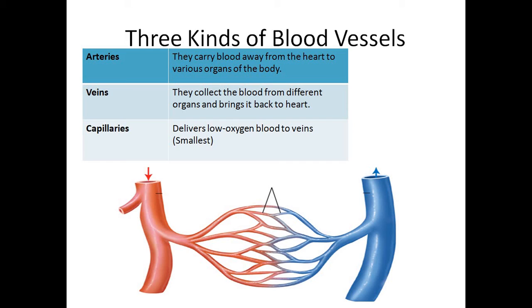And the next one is blood vessels. In our body, there are 3 kinds of blood vessels: arteries, veins and capillaries. Arteries carry blood away from the heart to various organs of the body. Veins collect the blood from the different organs and bring it back to the heart. Veins always carry deoxygenated blood. Capillaries deliver low oxygen blood to veins.